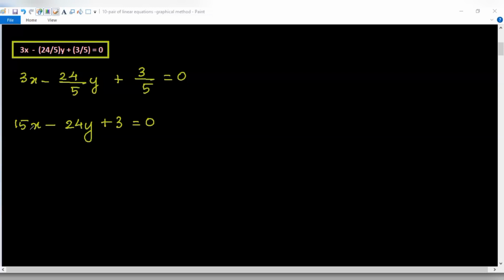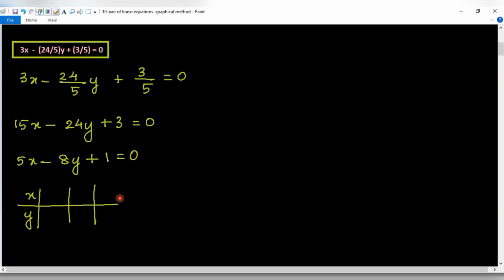Just let us check. See, each and every term is a multiple of 3, right? So let us divide throughout by 3. 15 by 3, that is 5. So 5x minus 24 by 3, 8. So 8y plus 3 divided by 3, 1 equal to 0. Here we were having 0. That is why the division was so easy. Okay, 0 by 3 is also 0. Now, we got the equation like this. We have to find out the value of x and y satisfying this equation as we have found out before.